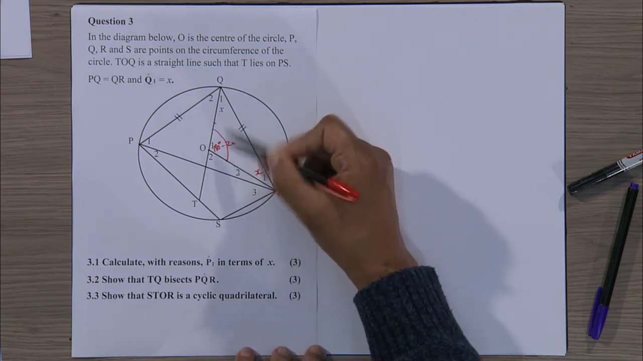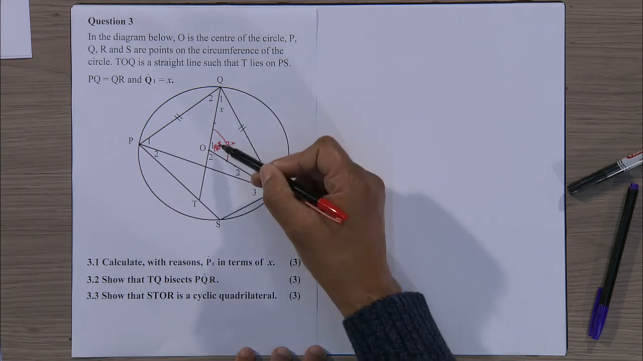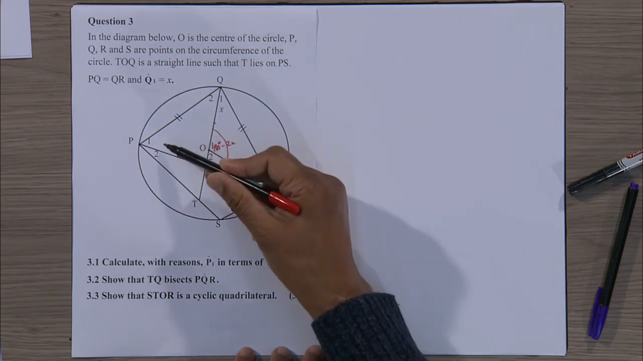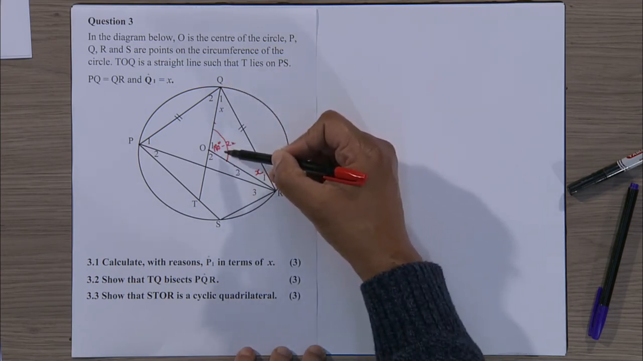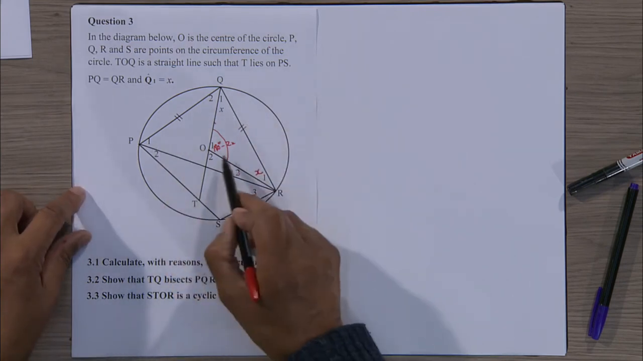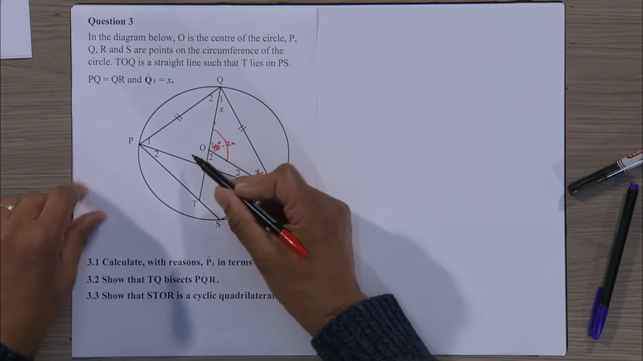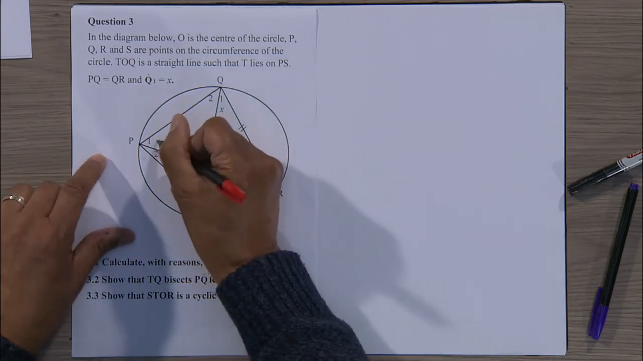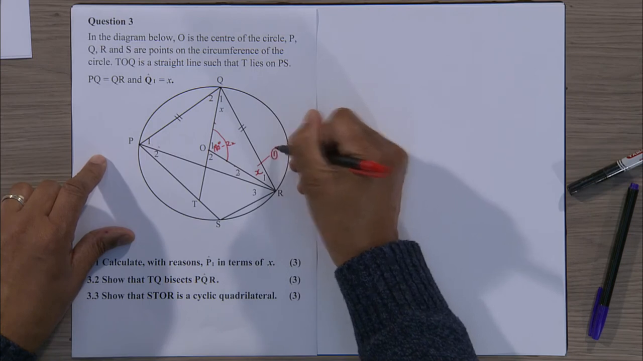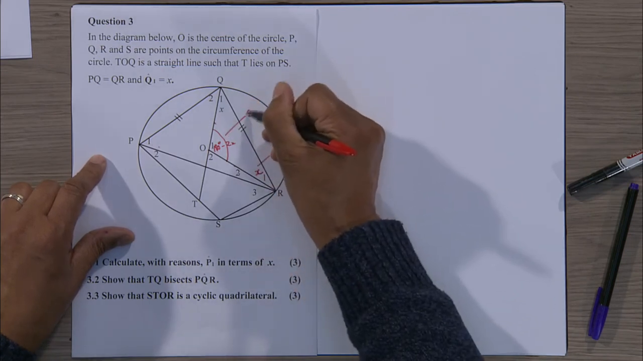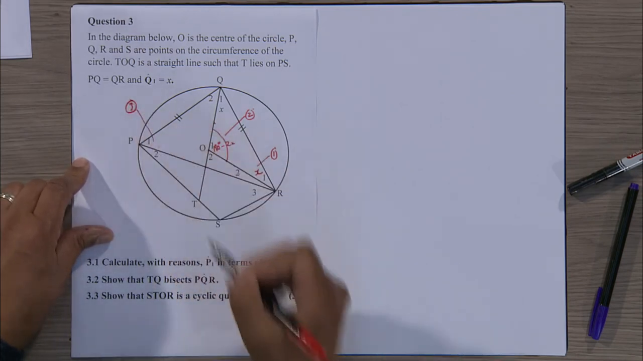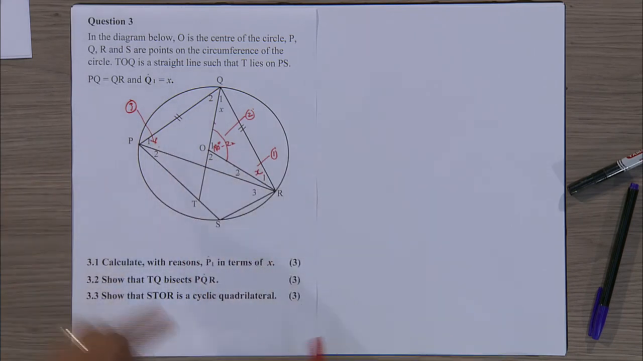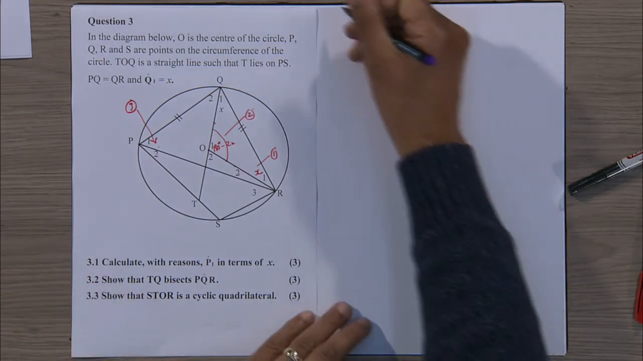But this is the angle at the center of the circle. And P1 is the angle that is subtended by the same arc as the angle at the center of the circle. And my theorem said that this must be half of that. Therefore, P1. This was my first deduction. This was my second deduction. And now this would be my third deduction. There I have P1. Let me write that out first before I proceed to 3.2.